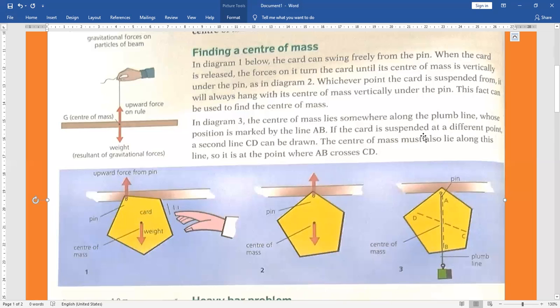If the card is suspended at different points and the second line CD can be drawn, the center of mass must lie along this line. So it is at the point where AB and CD cross each other. I hope you can understand.